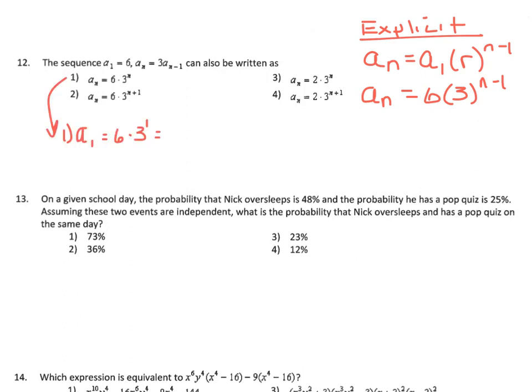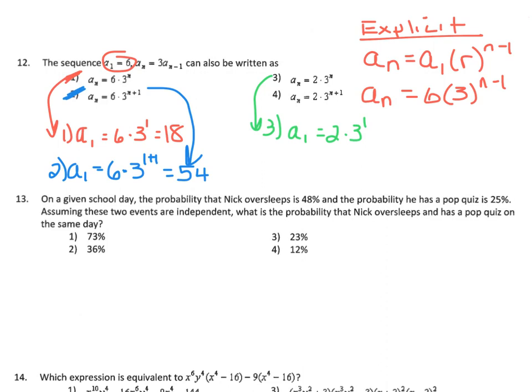In choice 1, if I replace the n's with 1's, I get a sub 1 equals 6 times 3 to the first. Well, 6 times 3 to the first is 18, not 6. We're looking to get 6 here, so choice 1 isn't the answer. Choice 2: if we replace the n's with 1's, we wind up with a sub 1 equals 6 times 3 to the 1 plus 1. Well, 1 plus 1 is 2, 3 squared is 9, and 6 times 9 is 54. So that's not our answer. We're trying to get this expression to be equivalent to 6.